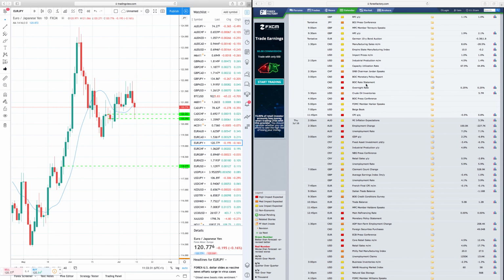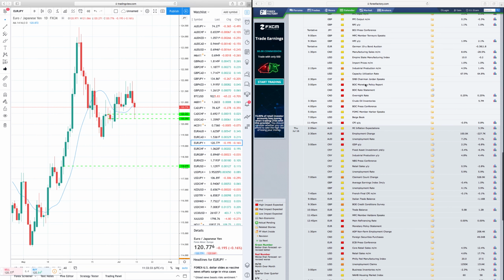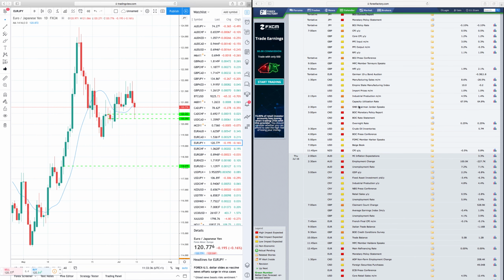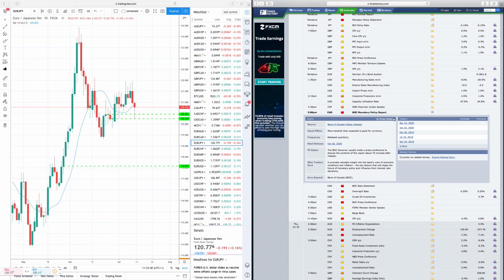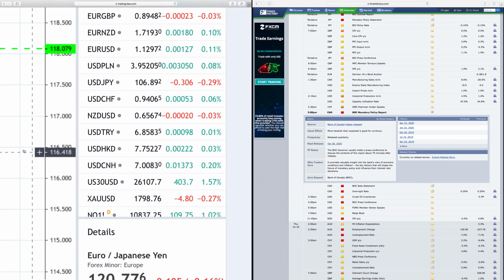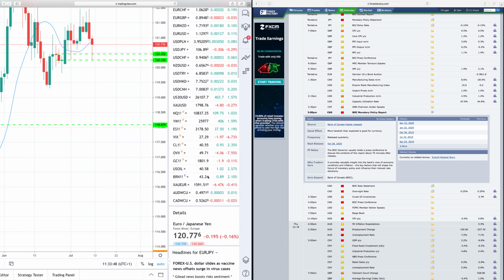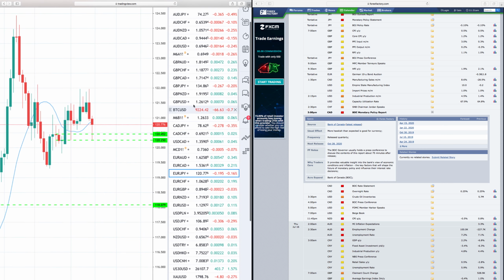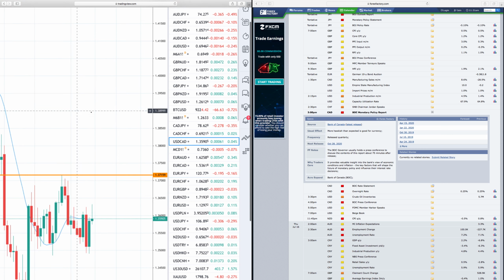We will have the BOC rate statement on the Wednesday. There's nothing to expect, however. I've checked the last 2 dates how Canadian dollar reacted. So the 15th of April, the 22nd of January, and both times USD CAD, well, Canadian dollar has been performing extremely bad.